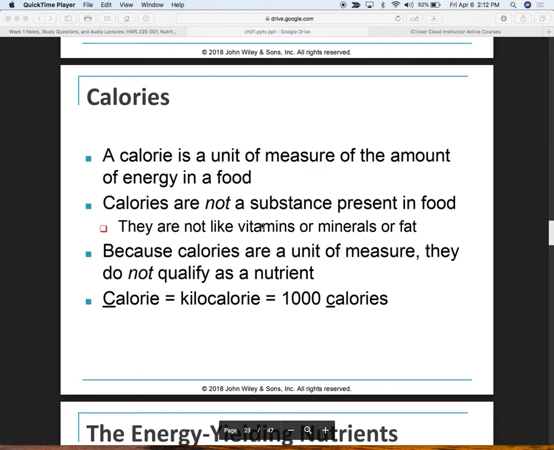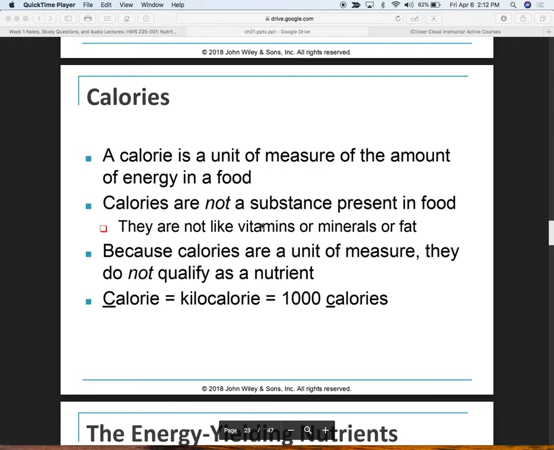Okay? All right. So calories are not a substance that are present in food. You don't eat a food and the calories are in there. It's the nutrients in the food that, when burned, release energy that can be captured in calories. Does that subtlety make sense? It's important to understand that it's a unit of measure for the amount of energy that's in food. Calorie is not a nutrient.